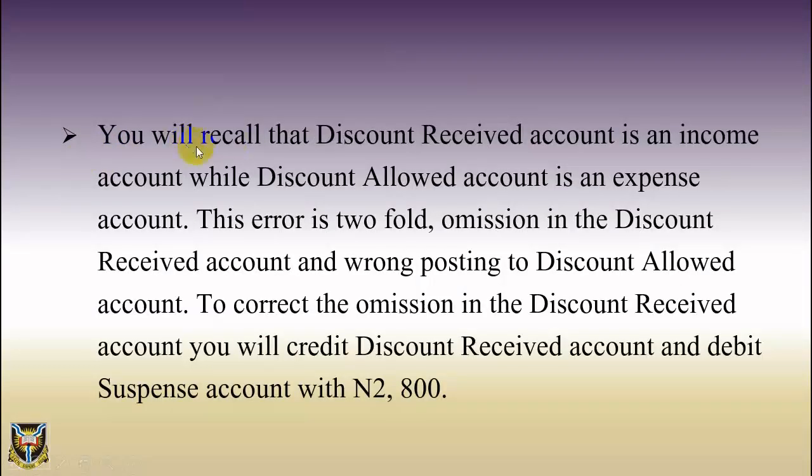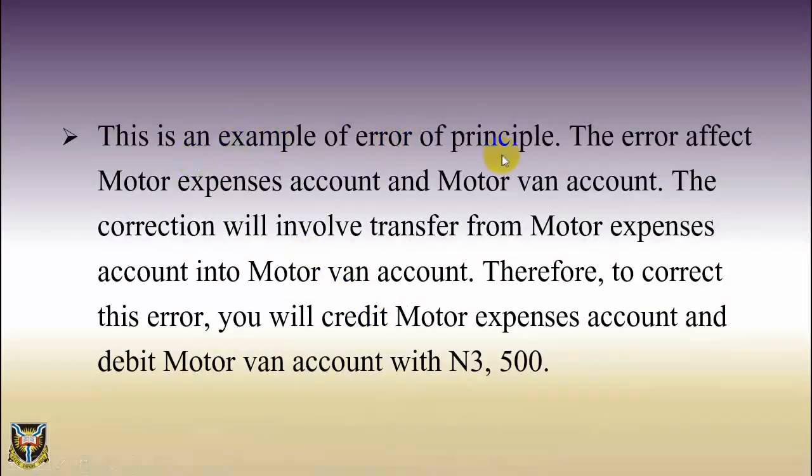F. You will recall that discount received account is an income account while discount allowed account is an expense account. This error is twofold: omission in the discount received account and wrong posting to discount allowed account. To reverse the wrong posting to discount allowed account, you will credit discount allowed account and debit suspense account with 2,800. To correct the omission in the discount received account, you will credit discount received account and debit suspense account with 2,800. G. This is an example of error of principle.